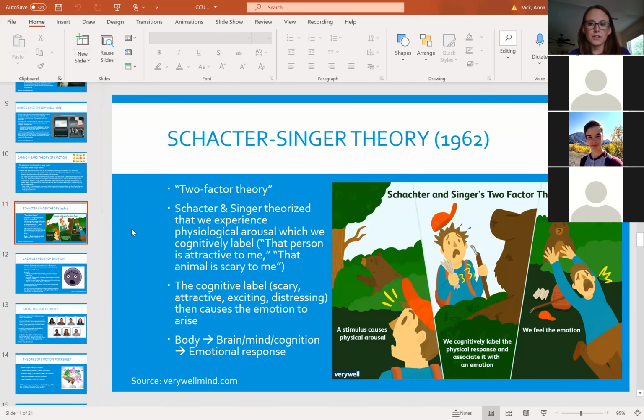Finally, this final theory, this is the mid 1900s. So this is called the two-factor theory. And this would be experience of physiological arousal that we then would label. Okay, so the example here, I said the bear thing. This is the stimulus causing that arousal. And then we're saying, this scares me. So we're getting that response. We're deciding in our minds what's happening, and then we get the emotion. So from our bodies, we move into the cognition component, and there comes the emotional response.